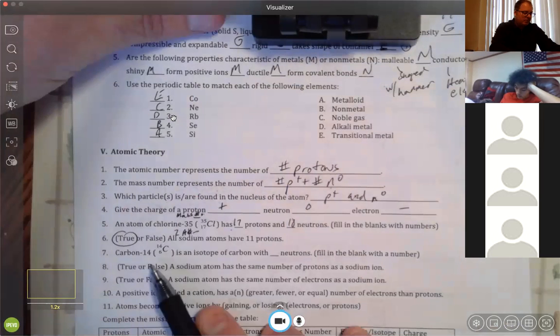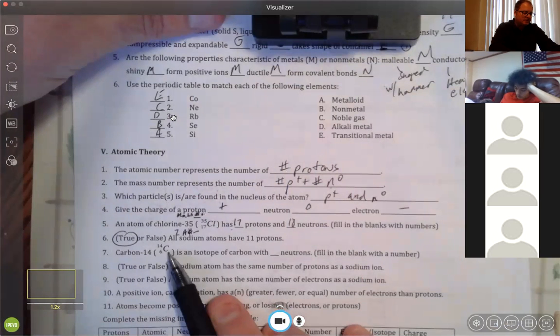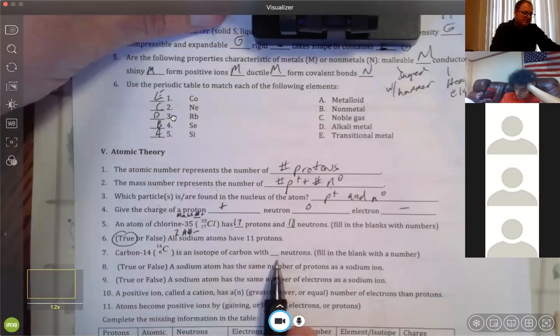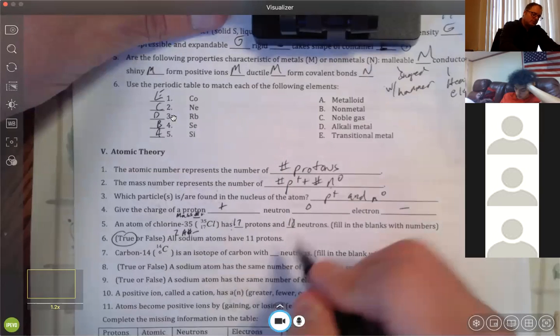Carbon 14. 14 over 6, and the carbon is here. Carbon 14 is an isotope of carbon with how many neutrons? Well, we just did this. It's going to be 14 minus 6, so that is 8.